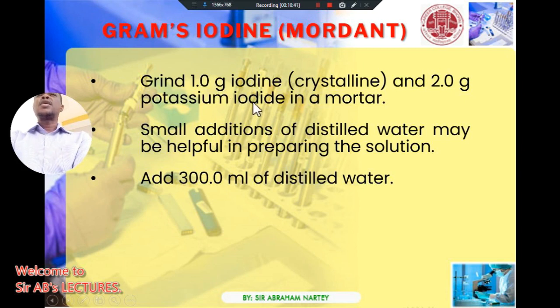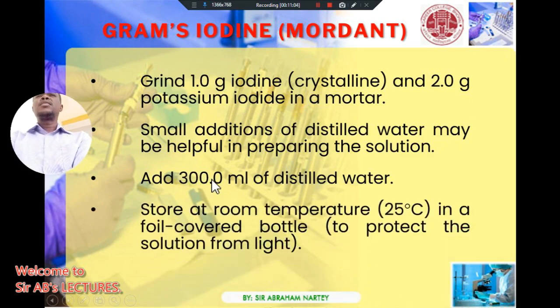So when you pick the 500 milliliter beaker, you put this ground mixture inside, the iodine crystal and then the potassium iodide. You add a little water, then you stir. After you stir for a while, you see that all of them will dissolve. If it has not completely dissolved, add a little water again. Then you stir and stir. After you have finished stirring, you top the whole quantity up to the 300 milliliter level on the beaker. Then you store at room temperature, which is 25 degrees Celsius.